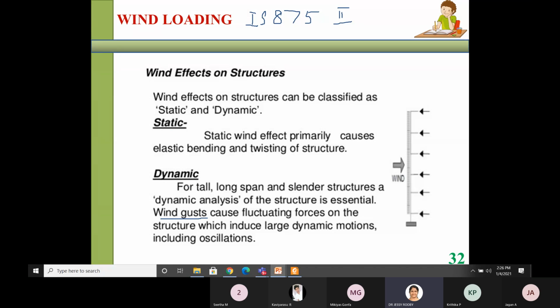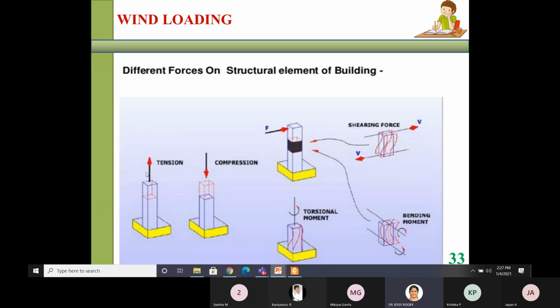So in wind also you have static analysis and dynamic analysis. The code book gives you the information about static and dynamic analysis. So these are the forces that are generated. Because of the wind load, a tension force will be generated, a compression force will be generated, a shearing force can also happen, a torsional moment can happen. So all such different forces can happen in a building.